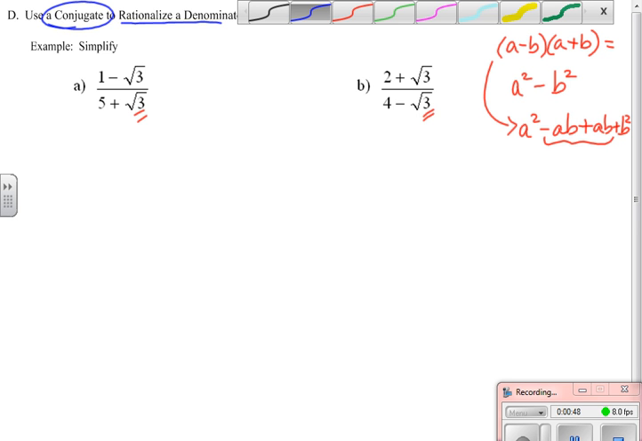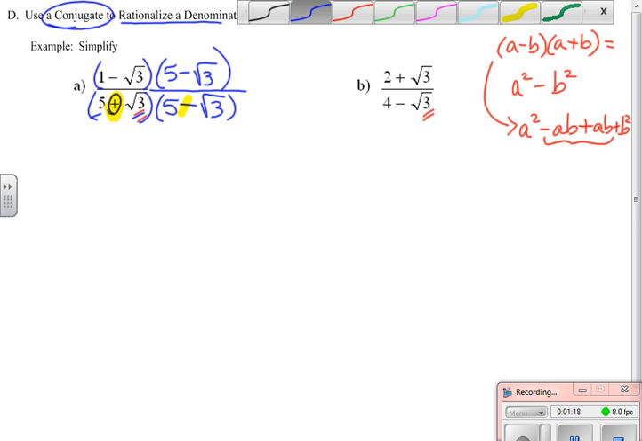So the conjugates are always the same numbers, opposite signs. Don't forget your parentheses because these are single numbers. So the conjugate here is going to be 5 minus the square root of 3. So you see I have the exact same numbers but opposite signs. And then we always multiply top and bottom. So we're still doing that rationalizing bit. We're just making that radical 3 disappear out of the denominator.